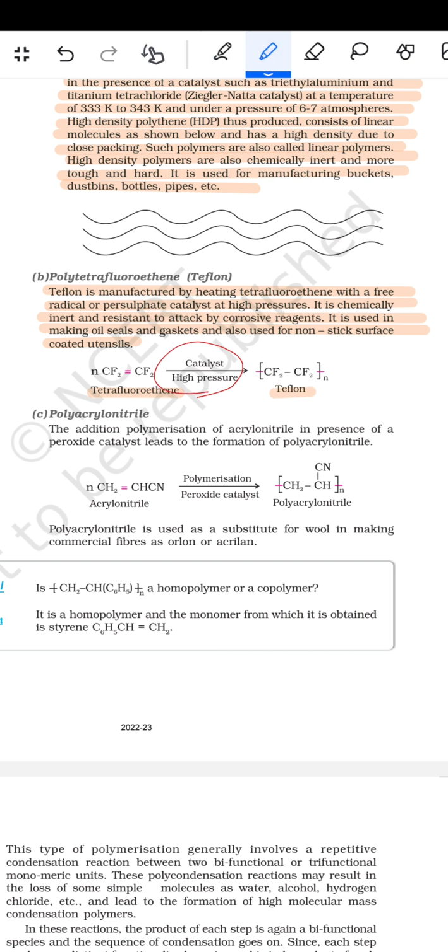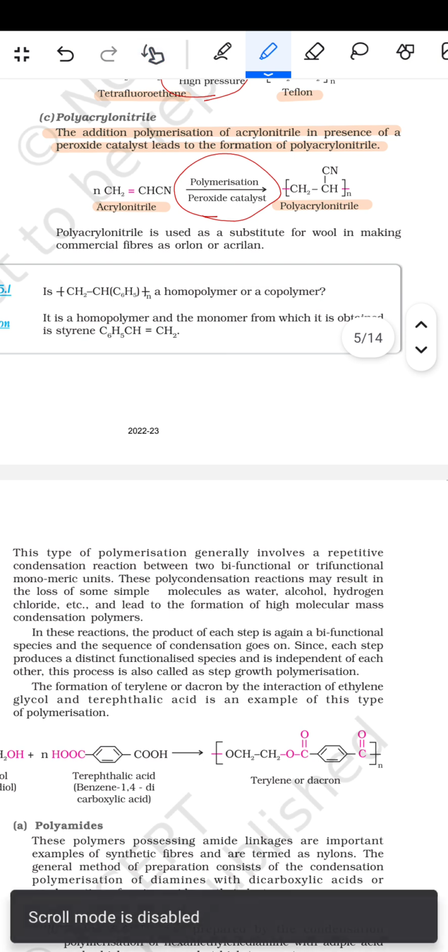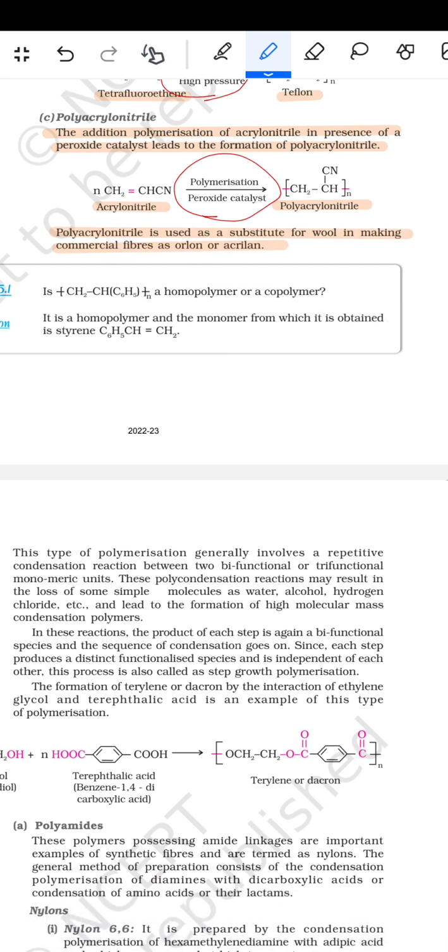इसके बाद फिर आता है पोली एक्रिलोनाइट्राइल। The addition polymerization of acrylonitrile in the presence of a peroxide catalyst leads to the formation of the polyacrylonitrile. जैसे कि पोलीमराइजेशन या पेरोक्साइड कैटलिस्ट किए तो एक्रिलोनाइट्राइल है जो पोली एक्रिलोनाइट्राइल में कन्वर्ट हो गया। Polyacrylonitrile is used as a substitute for the wool in making the commercial fibers known as orlon or the acrylan.